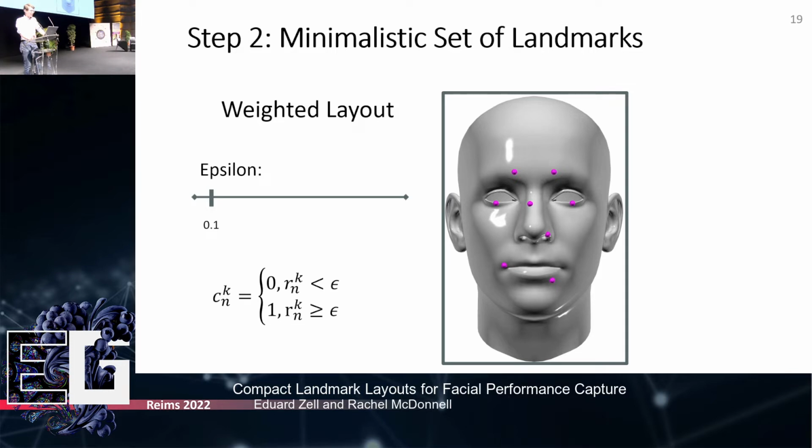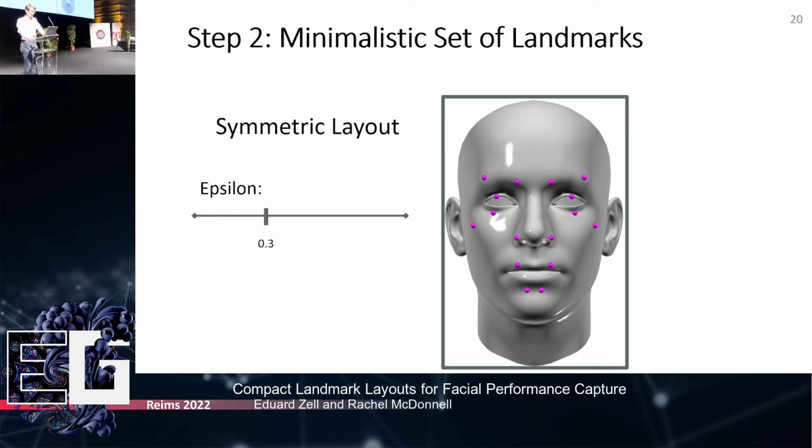Different to previous work, we do not prescribe the number of landmarks. By setting the cutoff value, the user controls indirectly the number of landmarks. So we start here with 0.1, and little by little increase the value, so you can see the impact. Please notice that the layouts remain nearly symmetrical, although in this case, we did not enforce symmetry. So this is the result when we start to enforce symmetry. The similarity is given to the previous one.